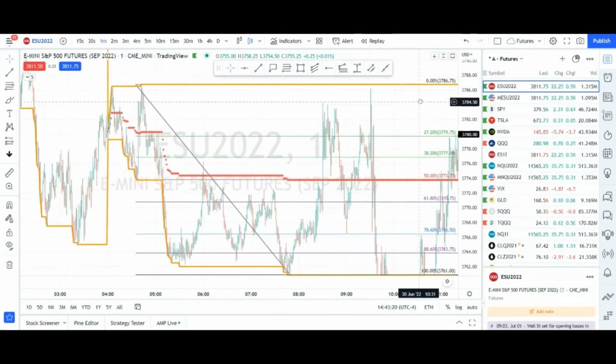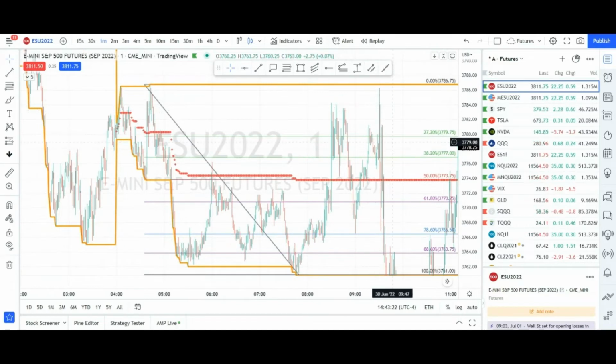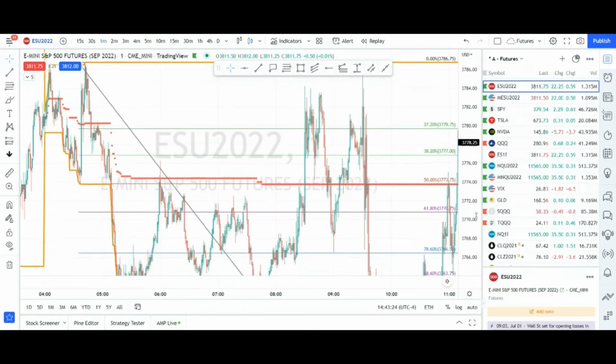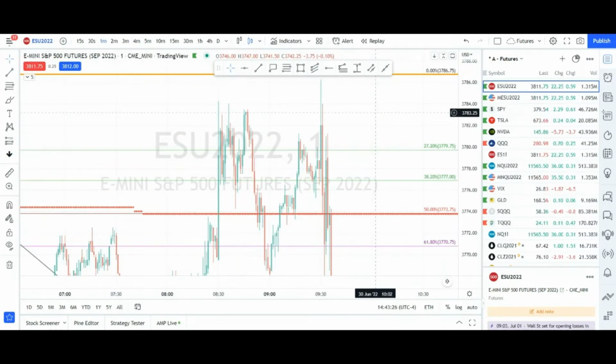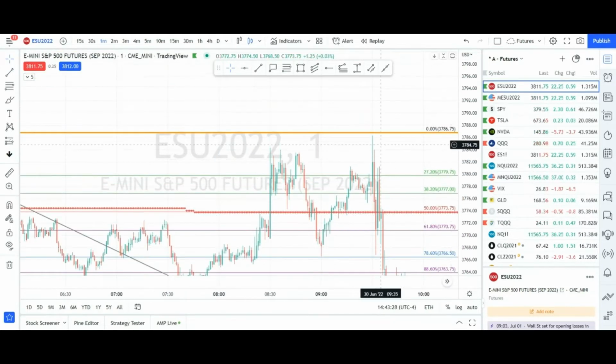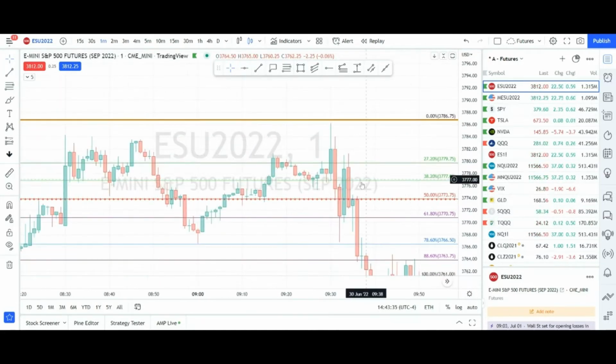So if the market goes again to test this high, and if it fails from there, then what will happen? The price will come down. You can see here the market after opening. This is the 9:30 to 9:31 candle, this green candle.